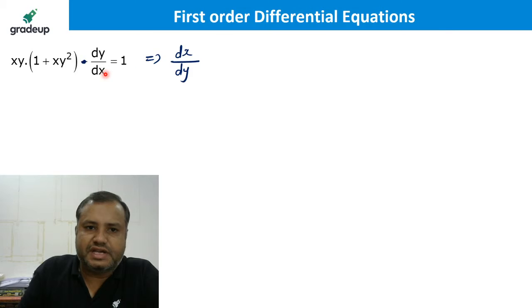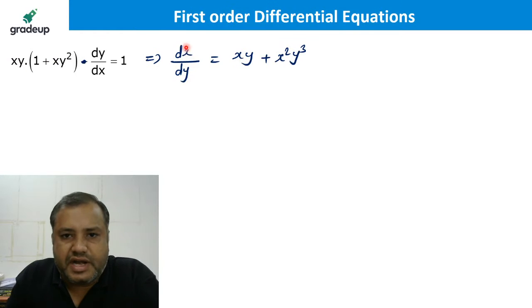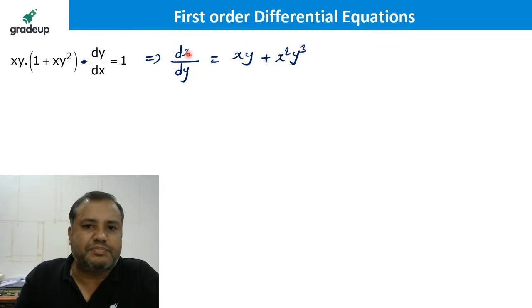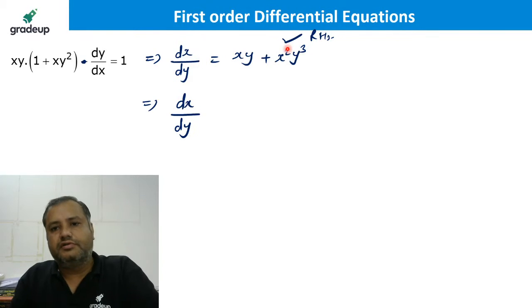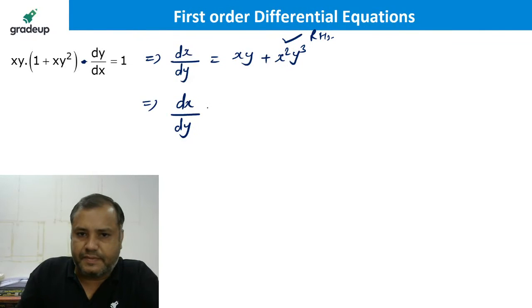Dx by dy will be xy plus x square y cube. Now we have two terms on the right hand side. The dependent variable is x. Which term has the larger power of the dependent variable x? Obviously this term. This term will be written on the right hand side and the other term should be taken to the left hand side. The term which has the larger power of the dependent variable should be taken on the right hand side. That's it.